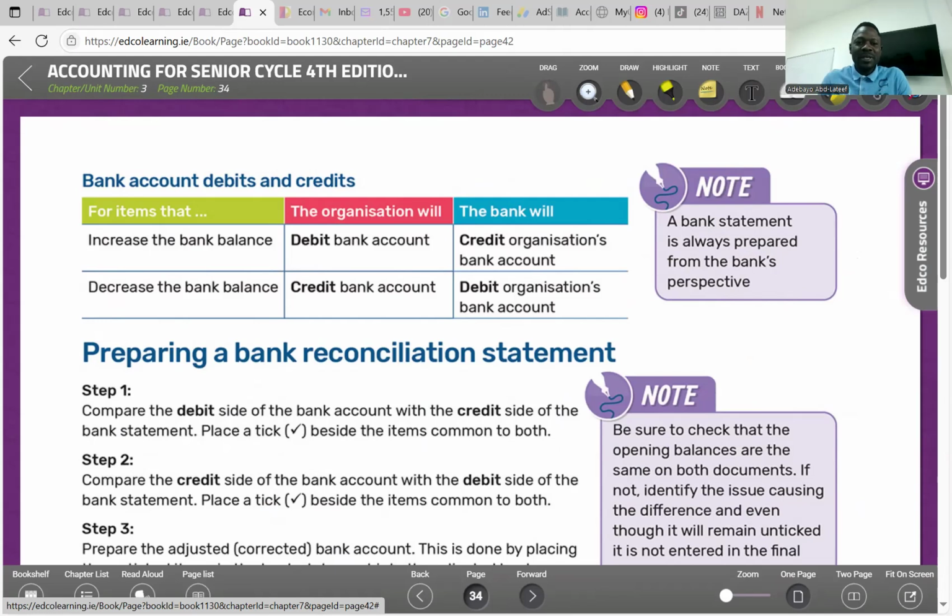So what I'm saying is simply this: for the bank balance to increase, the organization will debit its own account, and at the same time, the bank will credit the organization's account. For a decrease in the bank balance, the organization will credit its own bank account, and the bank will debit the organization's bank account.